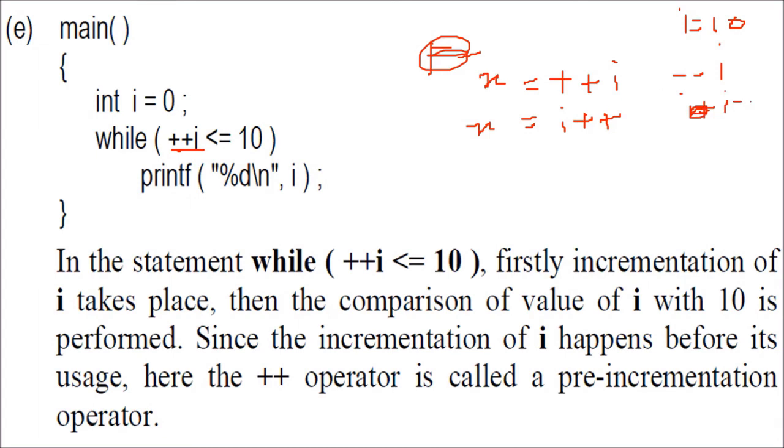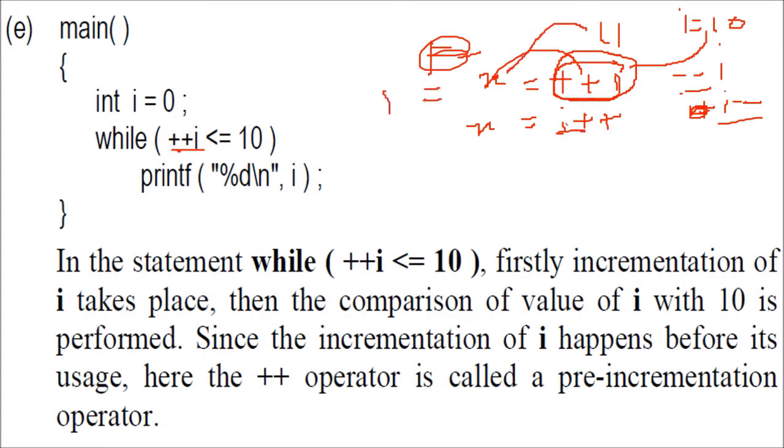This ++ and --, these are pre-decrement operators. This is the post-decrement operator. So if we have 10, first what will be done? This i will be increased first, then it will be assigned to x. So i will increase, that will become 11, and now x will have 11 value.